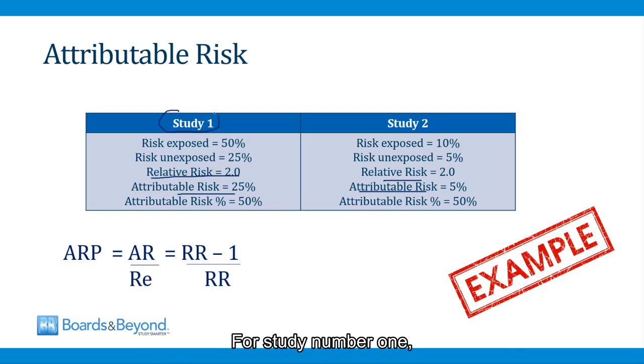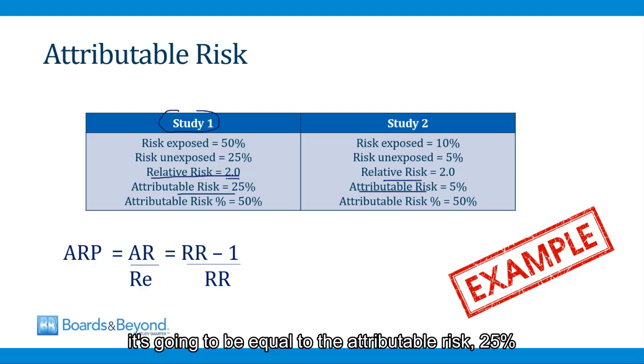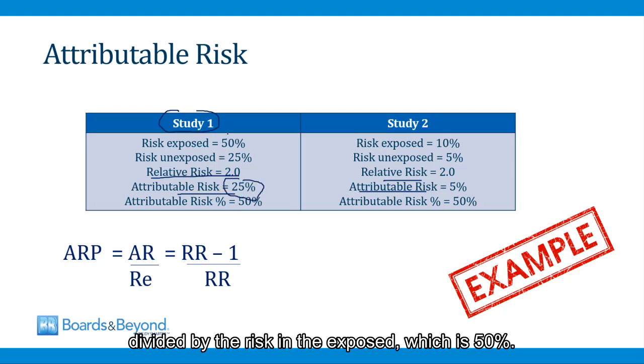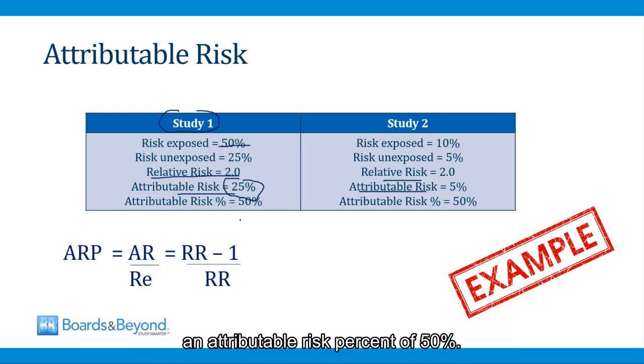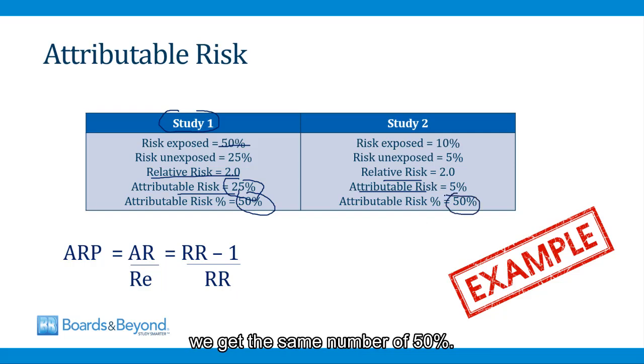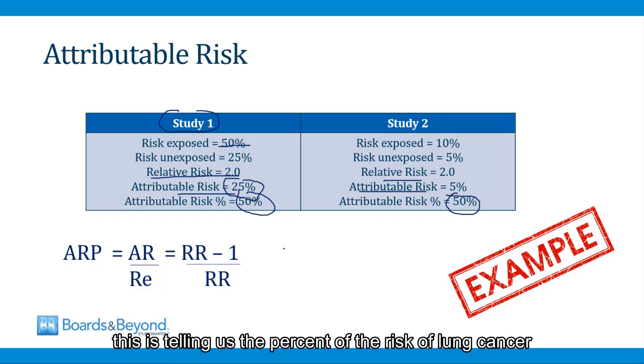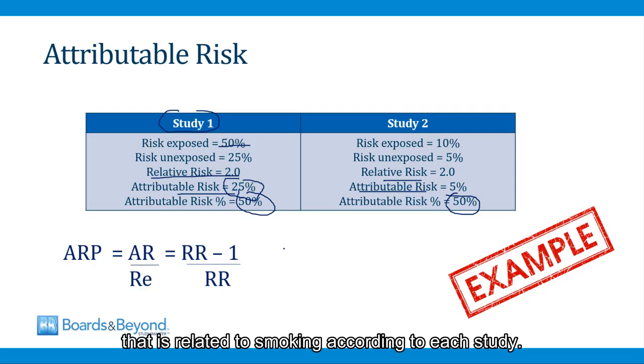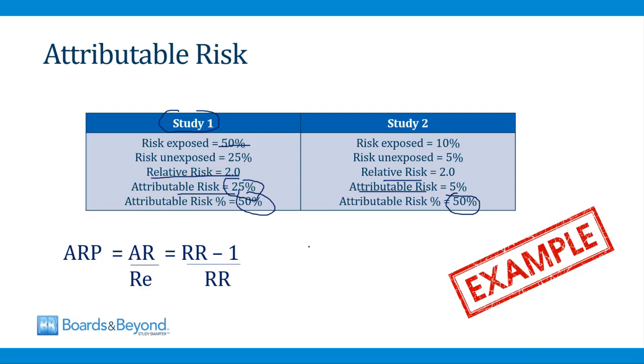For study number 1, it's going to be equal to the attributable risk 25% divided by the risk in the exposed, which is 50%. And that's going to give us an attributable risk percent of 50%. And if we do the math in study number 2, we get the same number of 50%. And so once again, this is telling us the percent of the risk of lung cancer that is related to smoking according to each study.